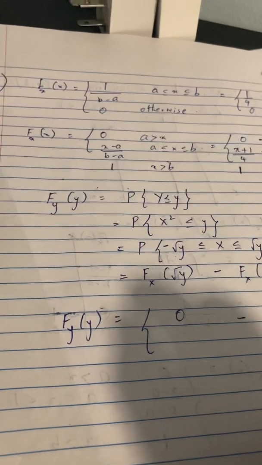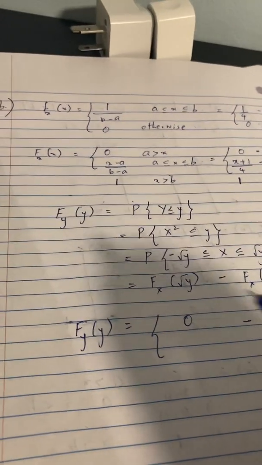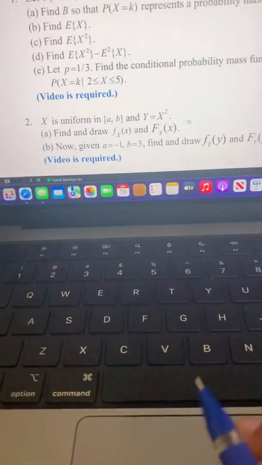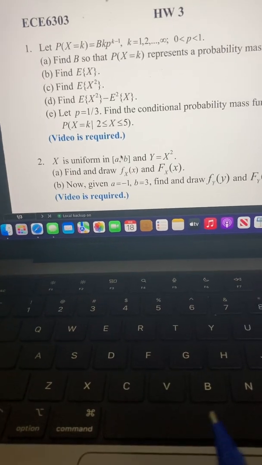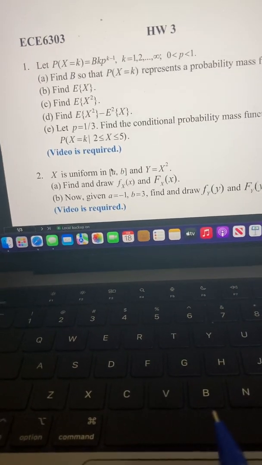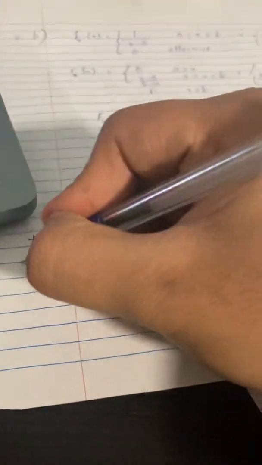So here we know that y is between 1 and 9, but there is an interval 0 and 1, because here x is uniform between minus 1 and 3. So there is an interval 0 and 1, so we have to include that as well.